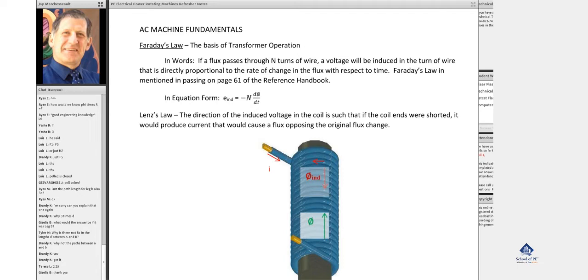wires. If you have a number of coils wrapped around a magnetic circuit where you have a flux or magnetic flux that changes with time. And the equation that governs that, Faraday came up with it. The induced voltage is equal to minus N times the rate of change of flux with respect to time.